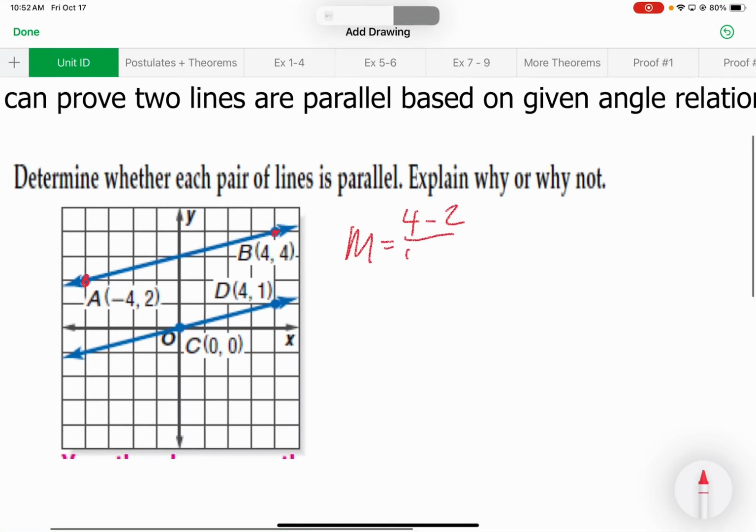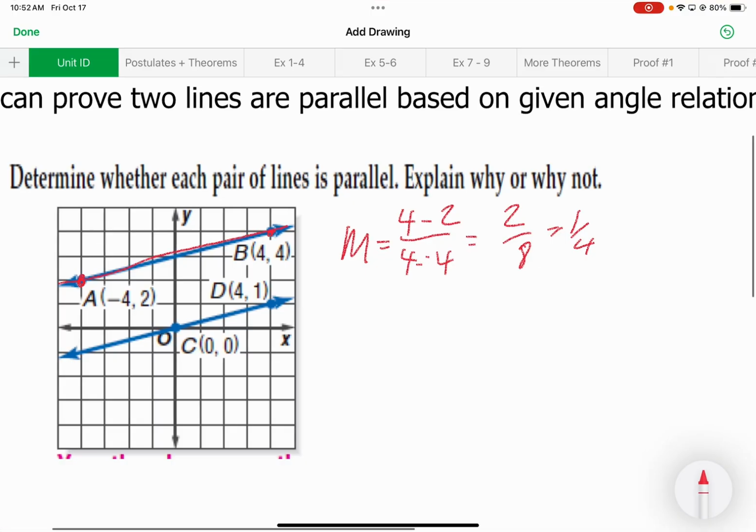That would be 4 minus negative 4. Okay, so 4 minus 2 gives me 2 over 4 minus negative 4, which is going to give me 8, so I get a slope of 1/4. All right, now that was the slope of this red line right here.